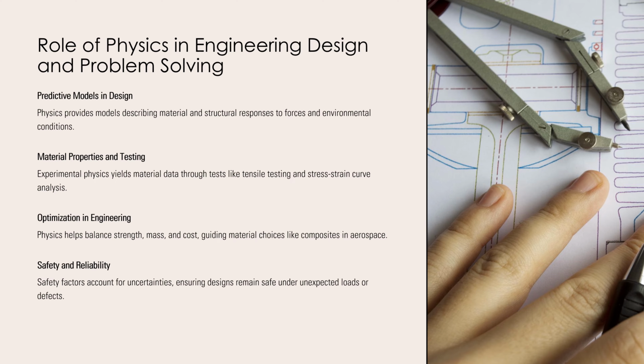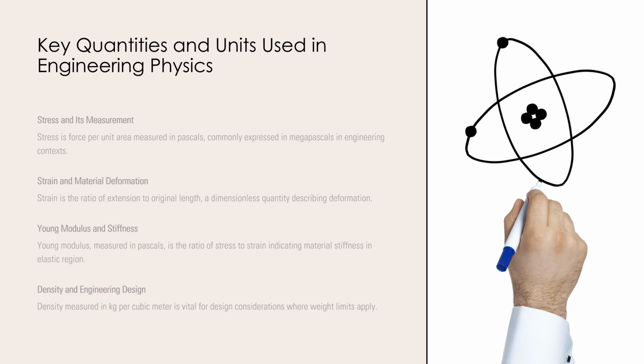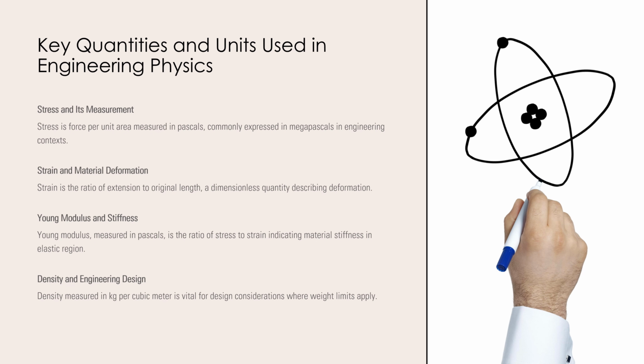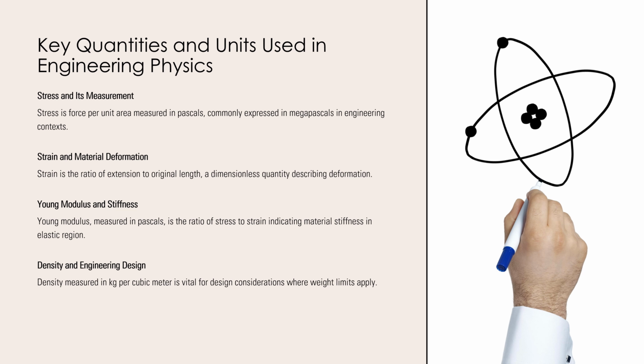Engineering physics relies on a small set of fundamental physical quantities that describe material behavior under load. Stress is defined as force per unit cross-sectional area and is measured in pascals, Pa, where 1 pascal equals 1 N/m². Typical engineering stresses are very large, often quoted in megapascals, MPa.